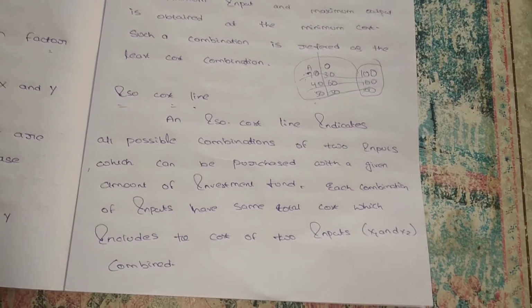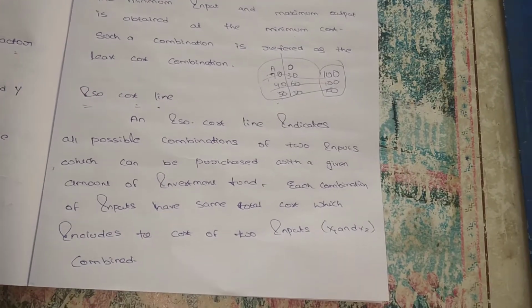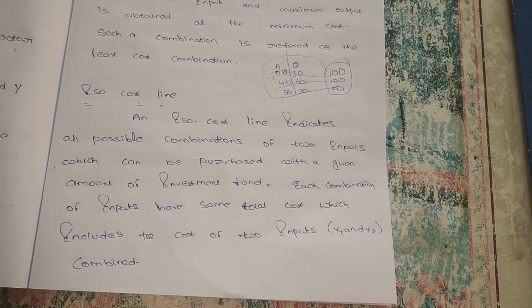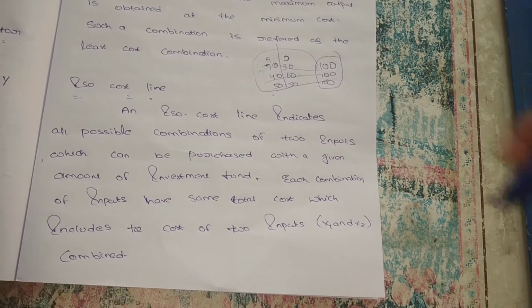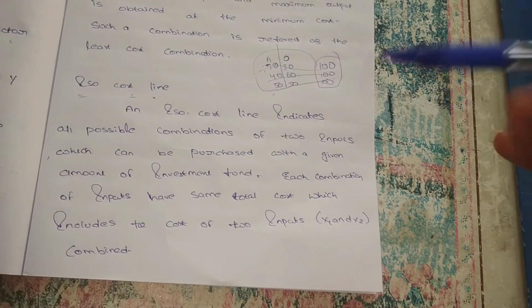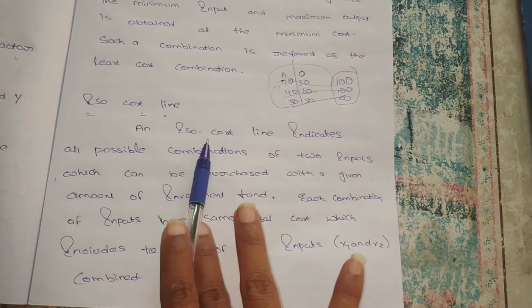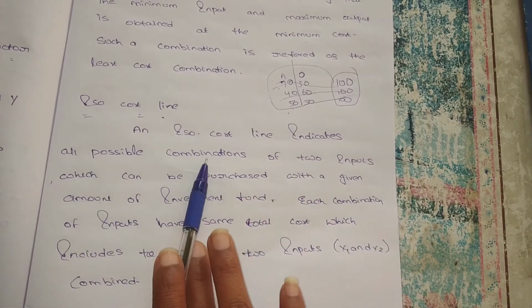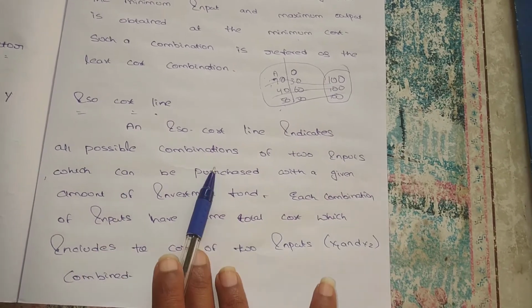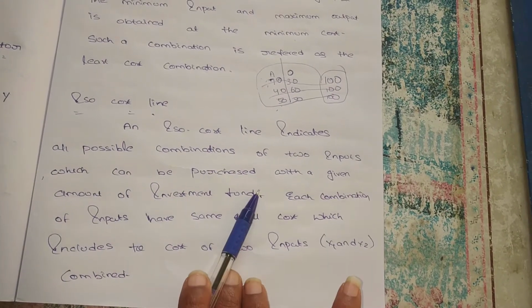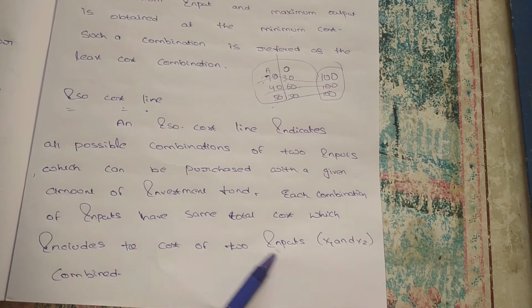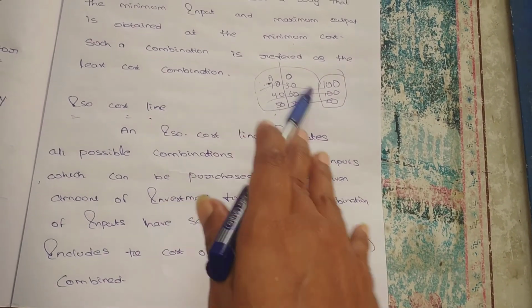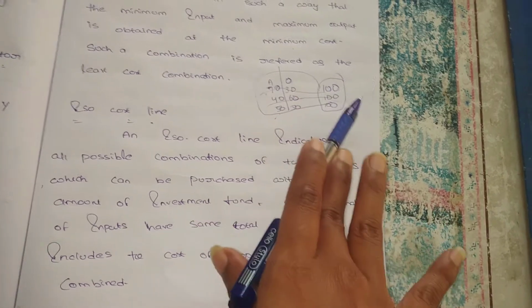The isocost curve says the investment is constant but we have to purchase two input factors. We have to decide for ourselves how to separate this cost. So it is an isocost line. An isocost line indicates all possible combinations of two inputs which can be purchased with a given amount of investment fund. Each combination of input has the same total cost, which includes the cost of two inputs x and y combined. For these combined we get our total investment fund. This is about our isocost line.